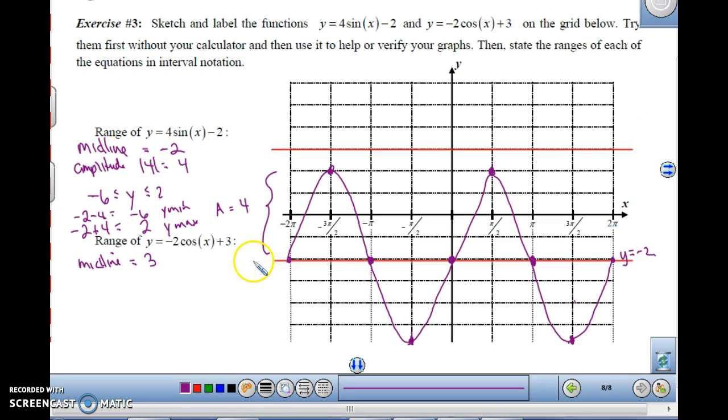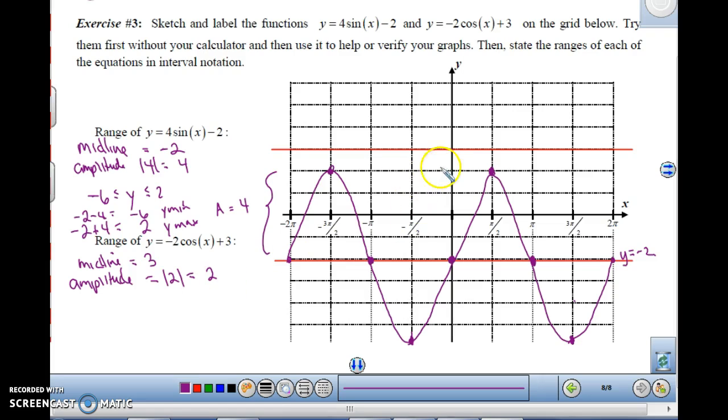Okay, so if that's my midline, what is my amplitude going to be? My amplitude will actually be 2, because it's the absolute value of 2. My cosine graph is going to fall 2 units above and below that graph. Okay, so if the amplitude is going to be 2, normally the cosine graph would start at 1, and also this is negative 2, so it's going to flip over the x-axis. So if my amplitude is 2, it's going to be 2 below the x-axis for the first point.